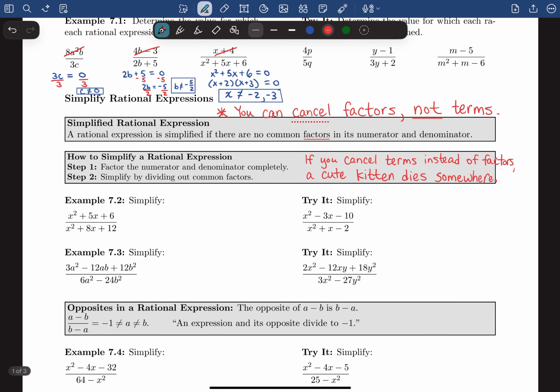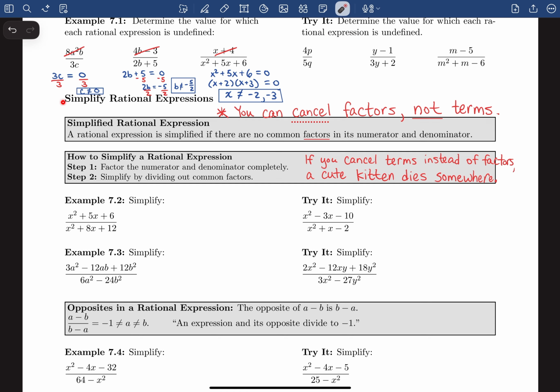Let's move forward, and we're going to talk about simplifying rational expressions right now. That's our next objective. Now, a simplified rational expression. Okay, a rational expression is simplified if there are no common factors in its numerator and denominator. And I've put a little note here for you. You can cancel factors. You cannot cancel terms.